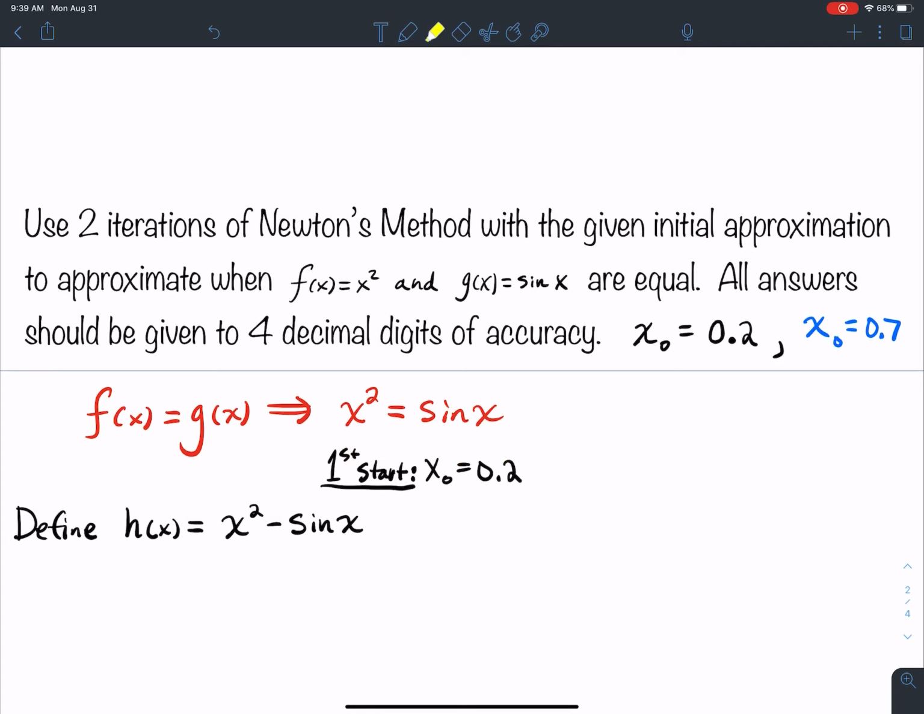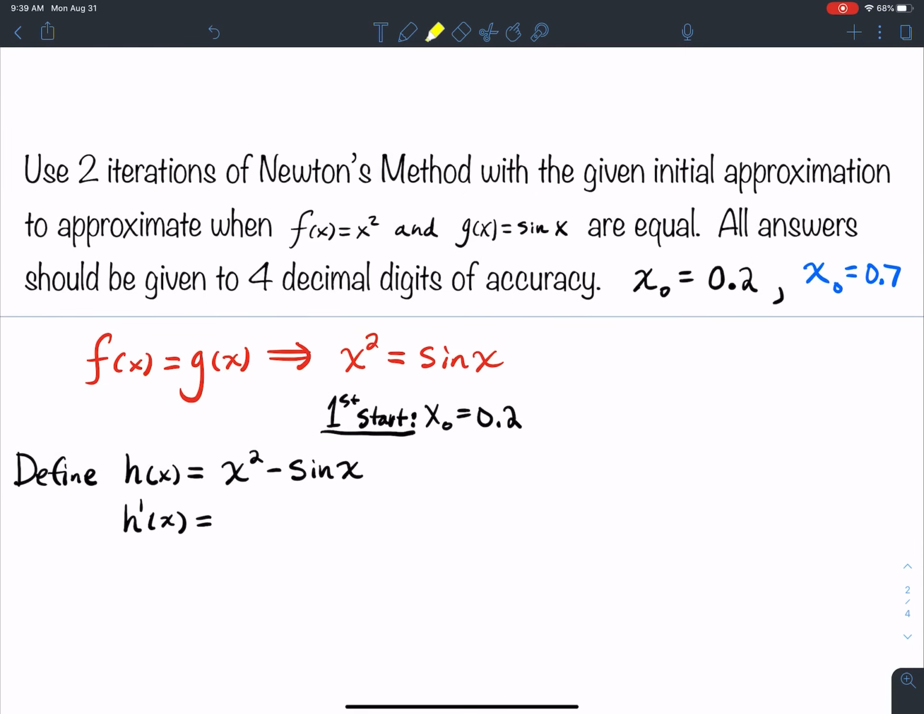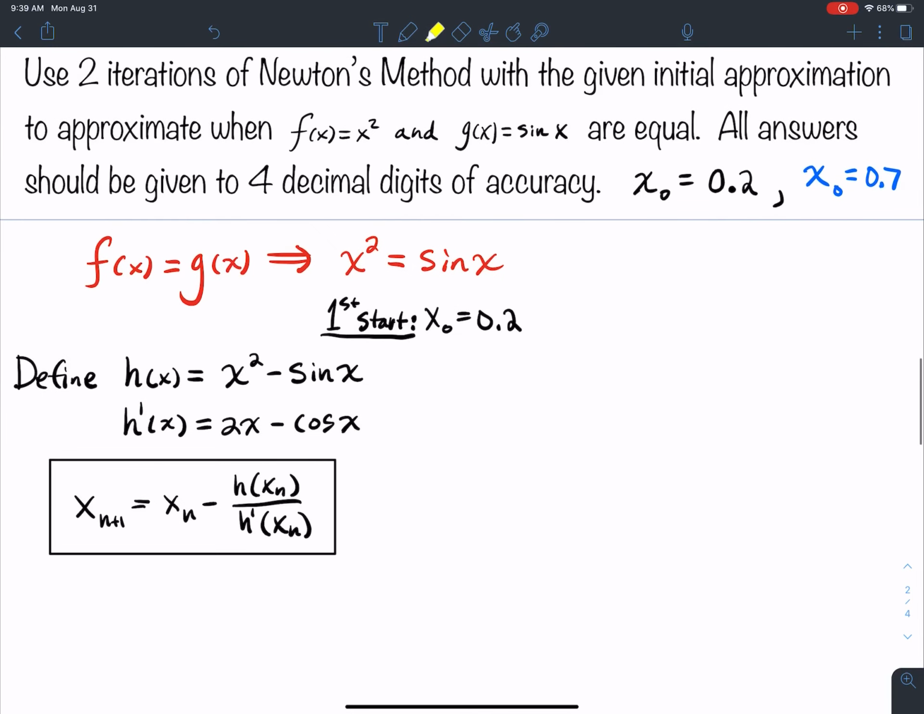I need to calculate the derivative of this function if I'm going to use Newton's method. The derivative of x squared is 2x. The derivative of negative sine x is negative cosine x. So I have my derivative function, and I have my regular function. Now my formula to get the next x value: I take the old one minus h of the old one divided by h prime of the old one.